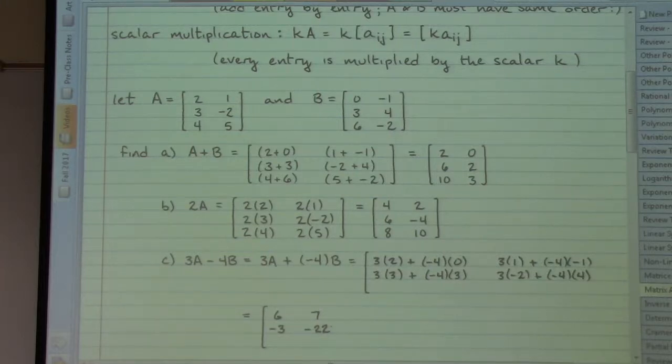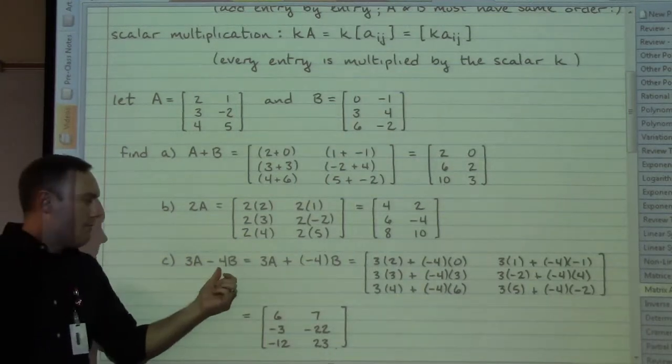And moving to the third row, 3 times matrix A plus -4 times matrix B would end up giving us an entry of -12. And finally, 3 times matrix A plus -4 times matrix B would end up giving us an entry of 23. So we have our final answer here for this particular matrix arithmetic problem, 3A minus 4B.